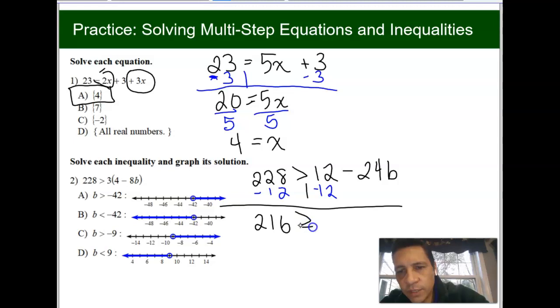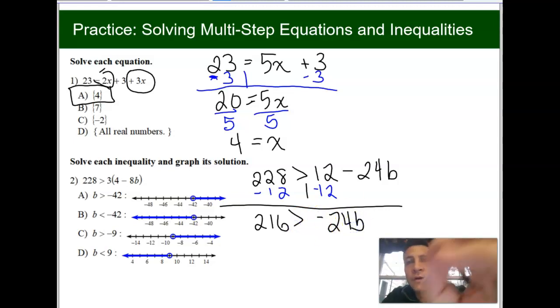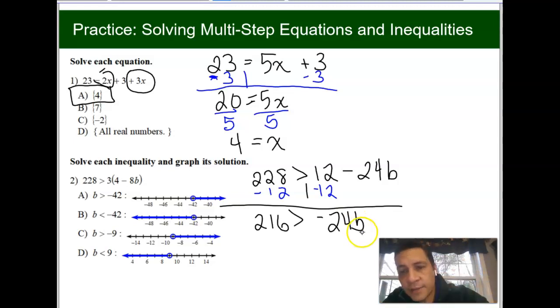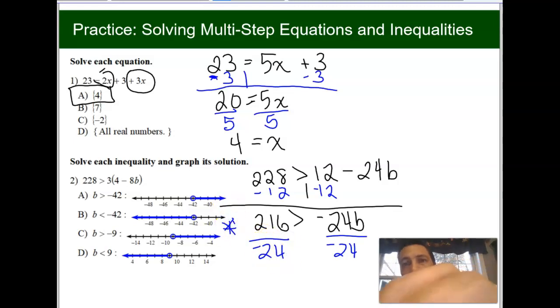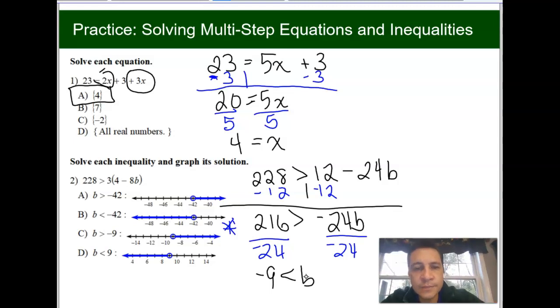And that is going to be greater than, just greater than, negative 24b. All right, so I'm going to divide both sides by this negative 24. And I'm dividing by a negative, so I need to remember to switch the signs. 216 divided by negative 24, that's negative 9. I'm going to change the greater than sign to a less than sign. Negative 9 is less than b.